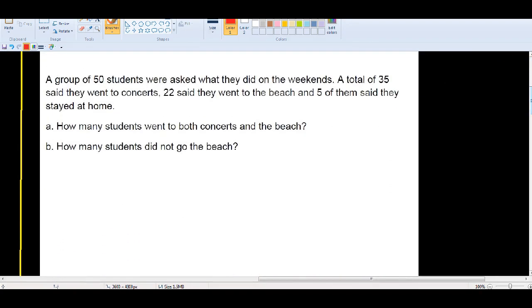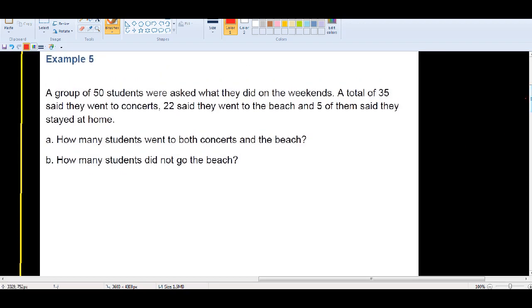So the next question is about, sometimes the question does not ask you to draw a Venn diagram, but constructing a Venn diagram will really help you to find the number of elements in each set. So let's see. If I have a group of 50 students who are asked what they did on the weekend, a total of 35 said they went to concerts. 22 said they went to the beach, and 5 of them said they stayed at home.